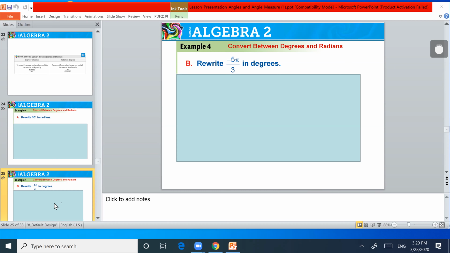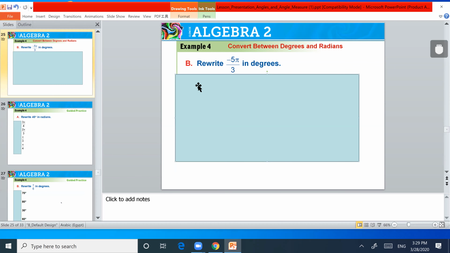So now I need theta degree. So degree equals the radian measure. The radian measure is negative 5 pi over 3 multiplied by 180 over pi. Okay. So simplify 180 times negative 5 over 3, and divide by 3. So I can write it in another form.